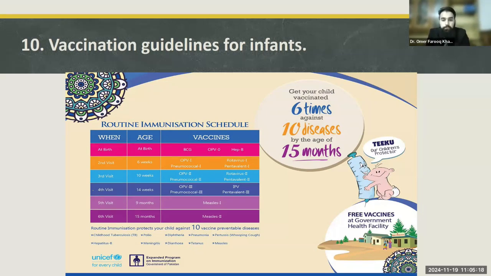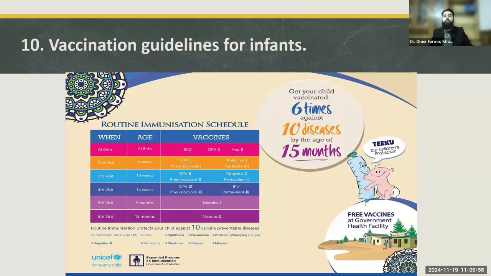So pneumococcal second dose is given at 10 weeks of age, then rotavirus second dose, then pentavalent second dose. Then at the fourth visit, at 14 weeks of age, oral polio vaccine third shot OPV3, pneumococcal third shot, and injectable polio vaccine are given, then pentavalent third shot is given. All of these vaccinations are done at the 14th week. Then there is MMR vaccine, measles, mumps, rubella vaccine. Measles first dose is at 9 months and second dose is given at 15 months of age.